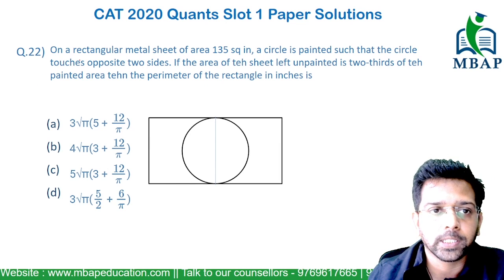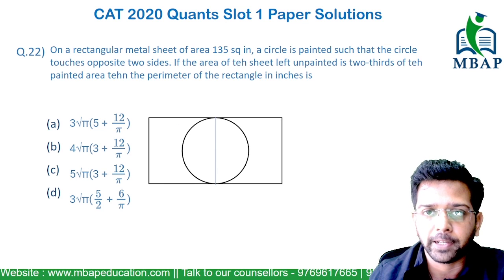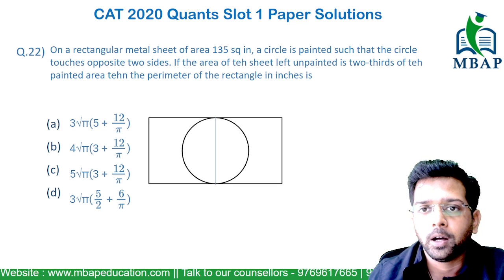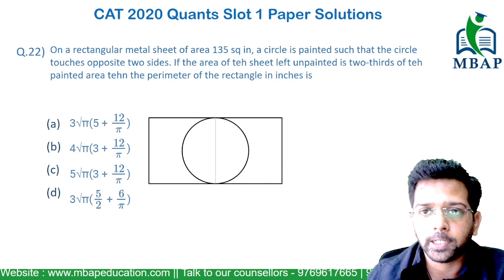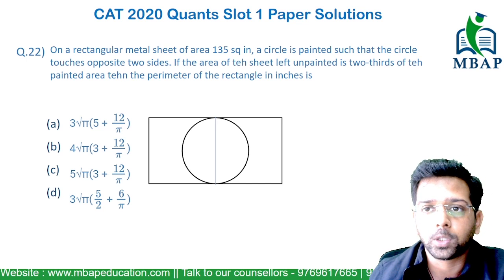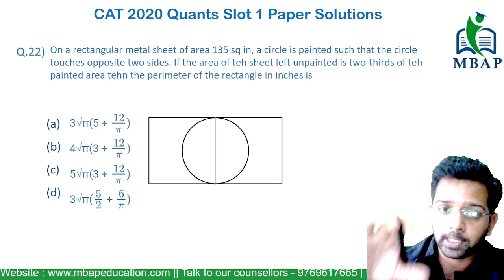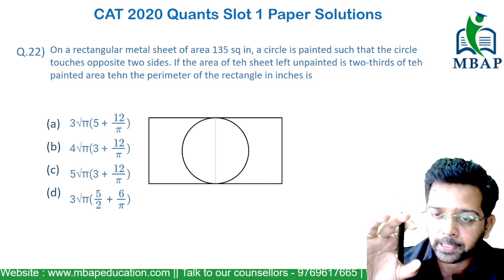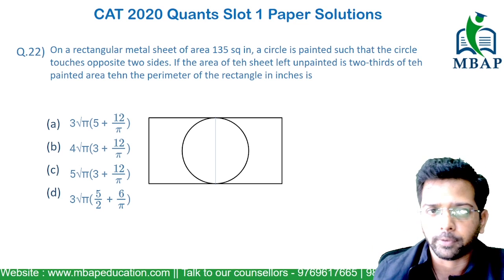Read the question well. The question says, on a rectangular metal sheet of area 135, so the overall rectangle, whatever you see in this picture, will be 135 square inches. A circle is painted such that the circle touches the opposite two sides, which you can see. If the area of the sheet left unpainted, which is the rectangle outside the circle, is 2/3 of the painted area, which means the circle is taking 3/5 of the overall area. The painted circle is 3/5 of the overall area of the rectangle. The unpainted will become 2/5.